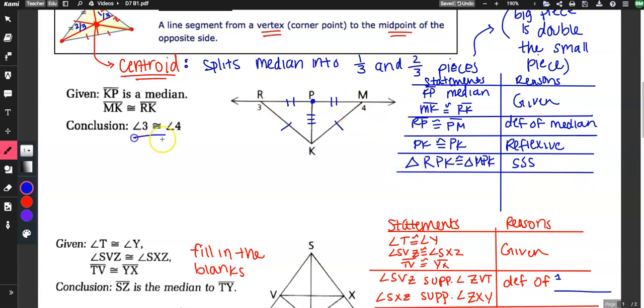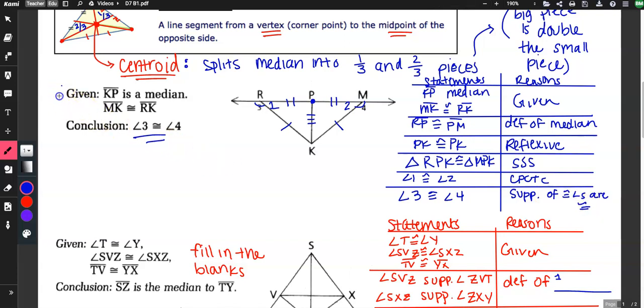So I'm trying to prove that angle 3 is congruent to angle 4. Let's label this 1 and 2, on the inside of my triangle. So I'm going to say angle 1 is congruent to angle 2, and that would be our CPCTC. I can see that 1 and 3 are supplementary and 2 and 4 are supplementary because they clearly make that straight angle. So I'm ready to say that angle 3 is congruent to angle 4, based on supplements of congruent angles are congruent.